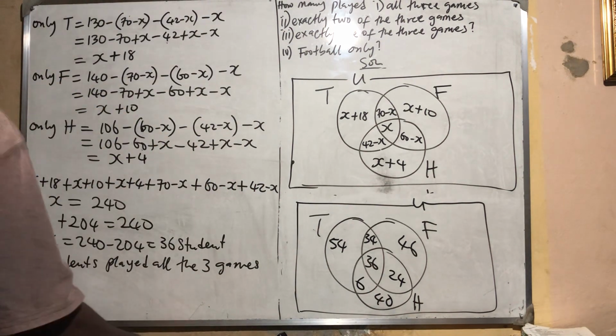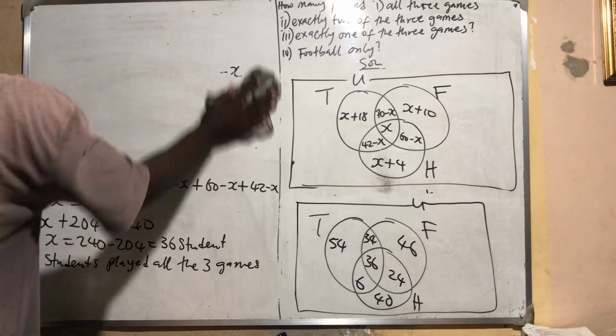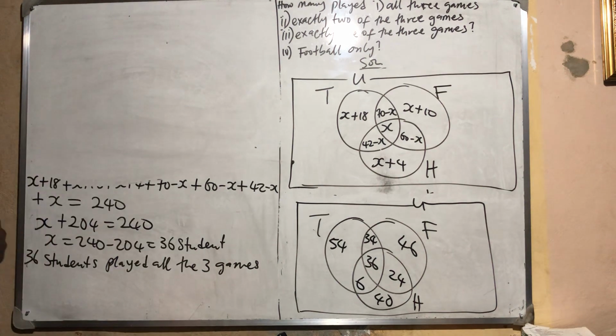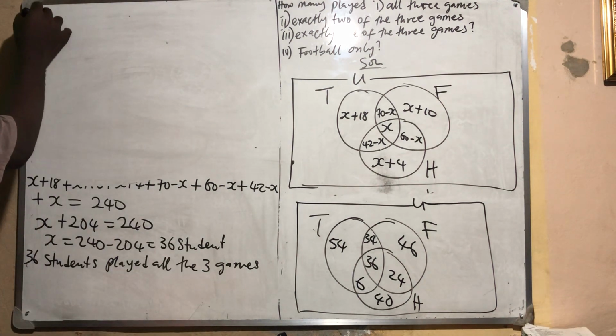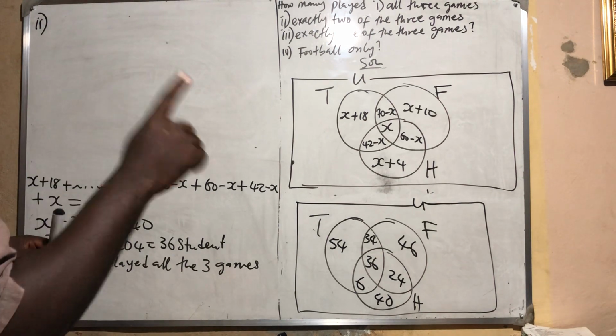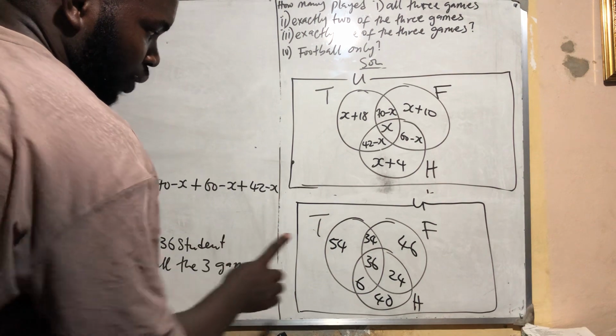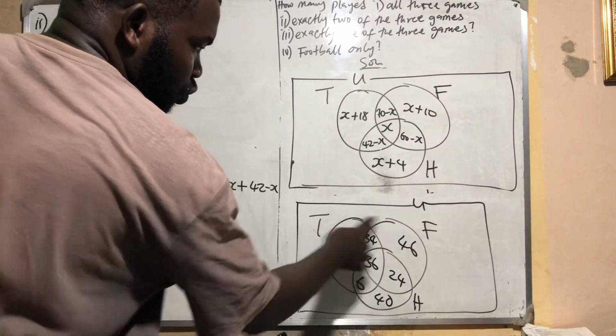So I've answered the first question. So let's answer the next question. They said, how many played exactly 2 of the 3 games? Only 2 of the 3 games. The people that played 2 of the 3 games is what? 34 played two of these.